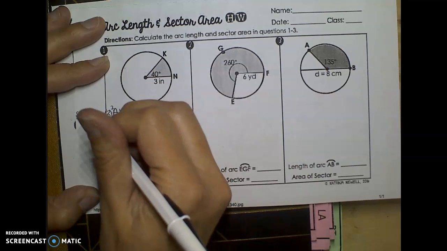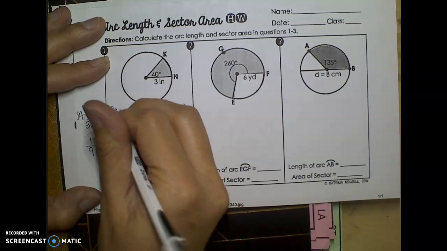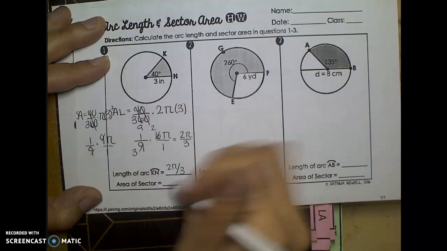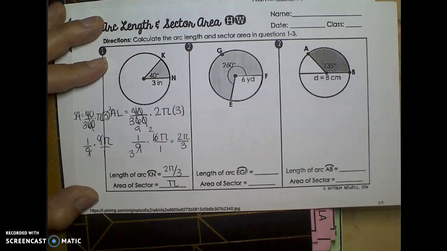So when I reduce that 40 over 360, I'm going to get that 1/9 again. 3 squared now, though, is 9 pi, and so the 9's totally divide out, which means the area of your sector is just pi. So that's kind of fun.